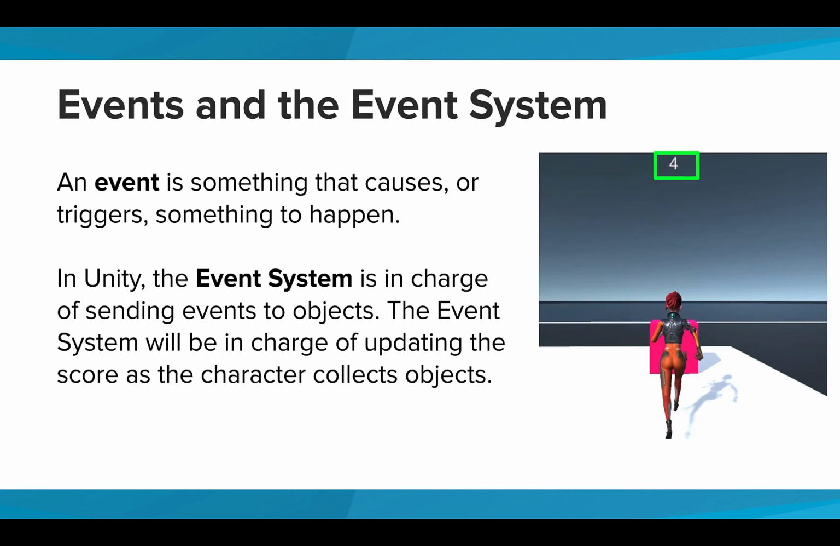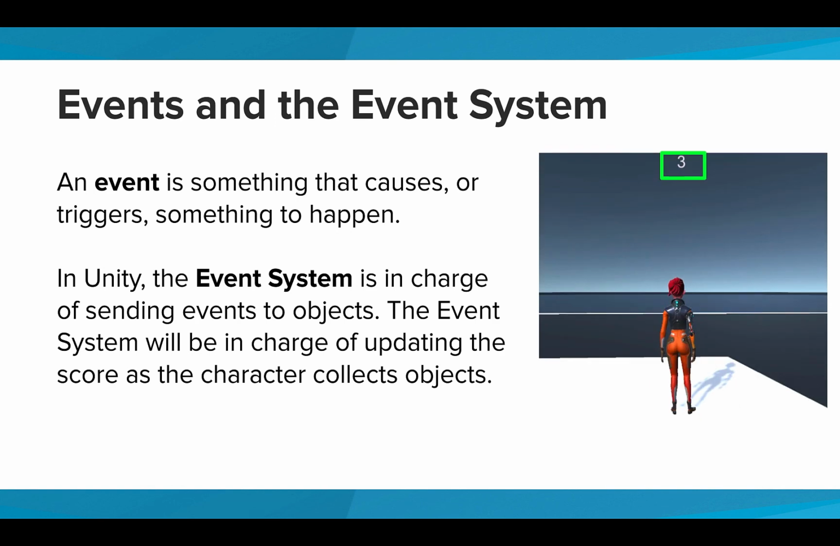And finally, an event is something that causes or triggers something to happen. In Unity, the event system is in charge of sending events to objects. The event system will be in charge of updating the score as the character collects objects. So, when our character collects an object, that collision is an event that triggers the event system to update the score to 3. This informs the user that there are 3 objects left to collect.